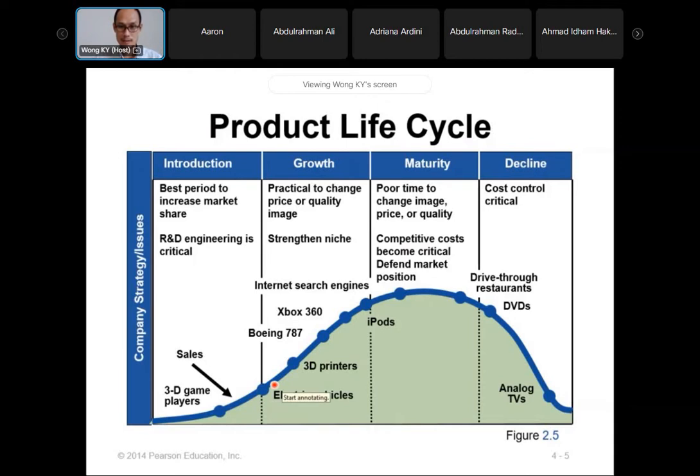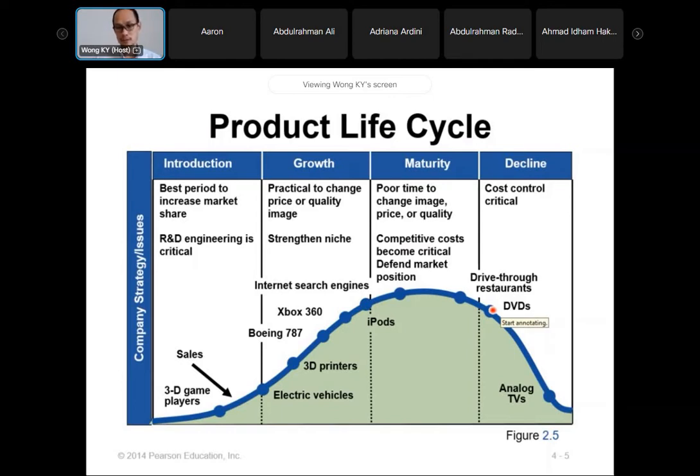Okay, and another example, for example, DVDs. DVDs are already in the decline phase. Of course, before that, DVD started from here, went through the growth stage, became mature, but currently it is in the decline phase. Nowadays nobody uses DVDs anymore. Even if you buy laptops or computers, they do not have a DVD drive. Okay, and same with analog TVs.